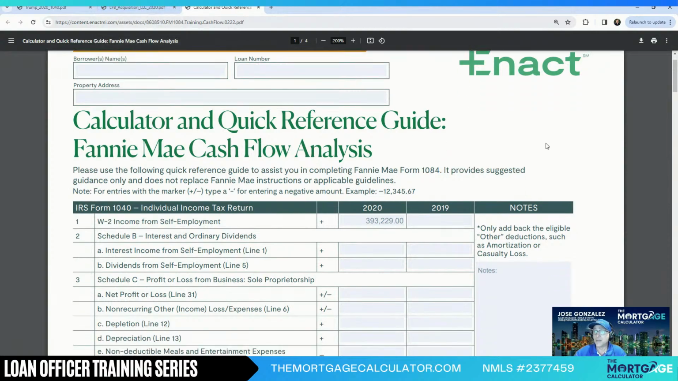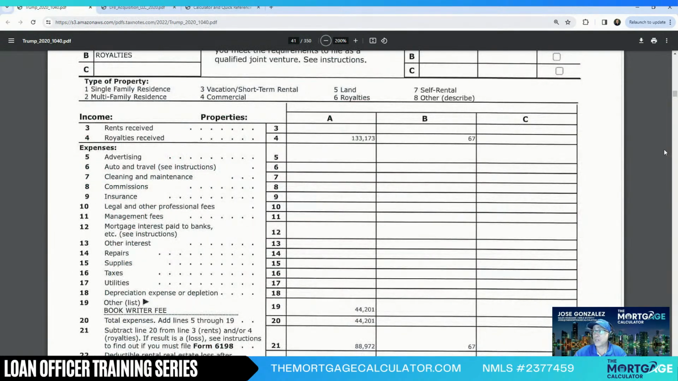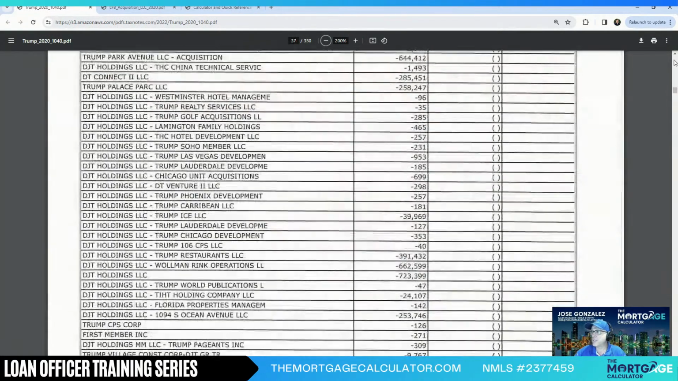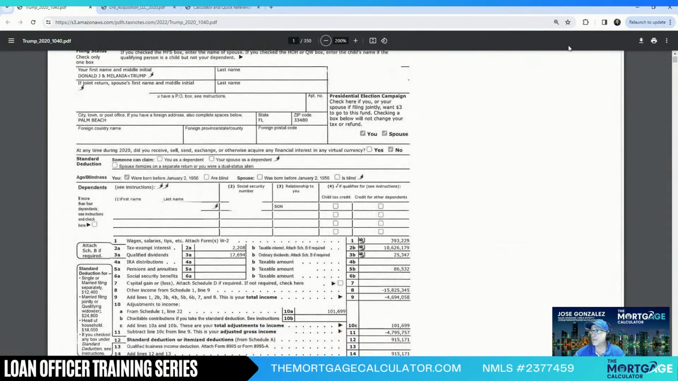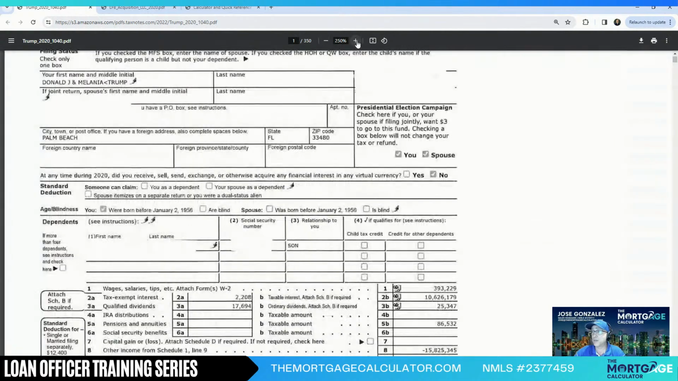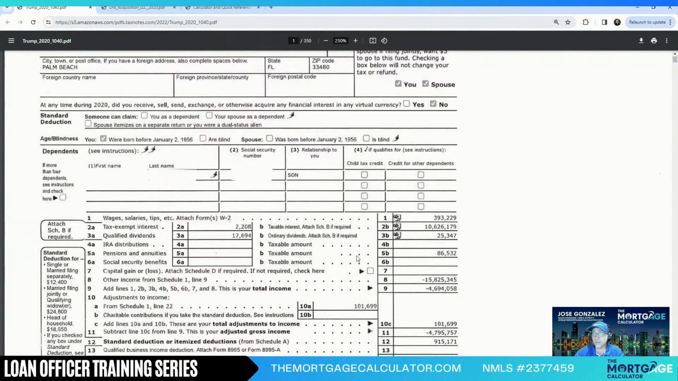So we are going to go first quickly here to the 1040 just to show a little bit of the business related W-2 income, right? So there was, let me make that a little bigger, $393,229 in W-2 related income that I'm assuming for our intents and purposes here, since we don't have the W-2, we're putting that as self employed W-2 paid from one of his companies.